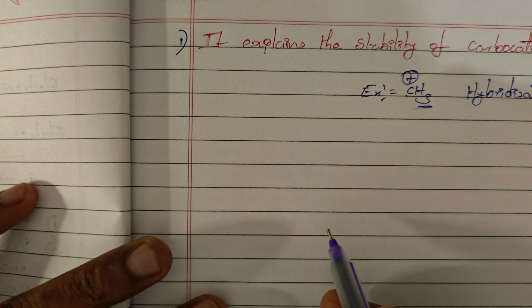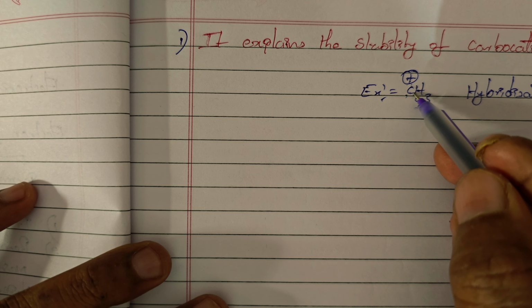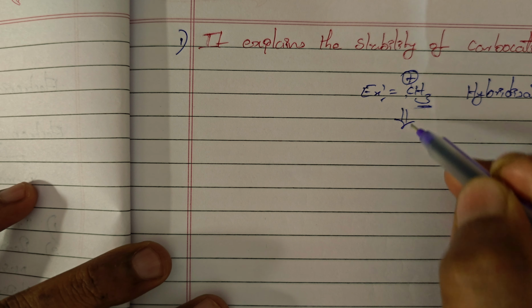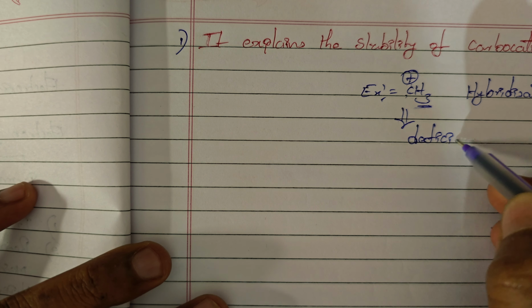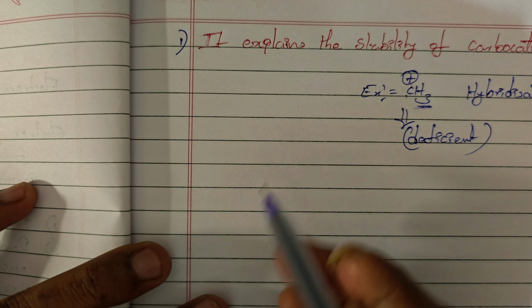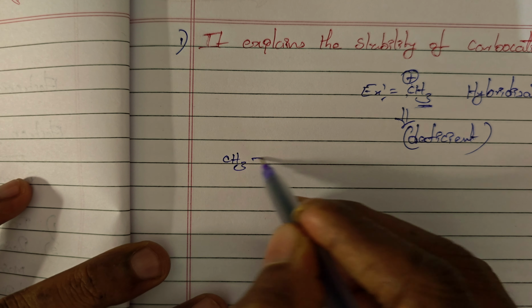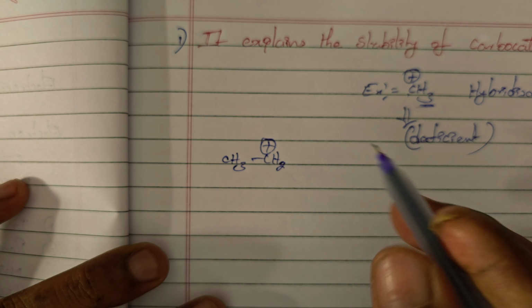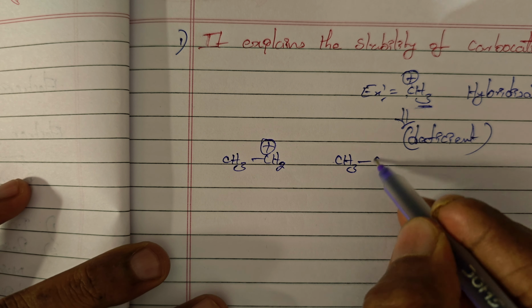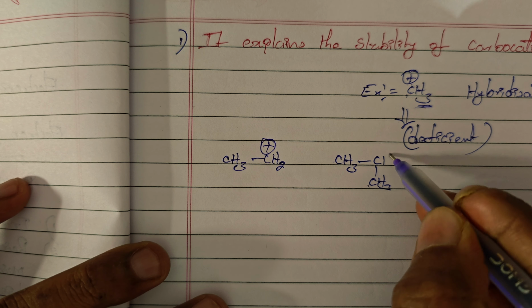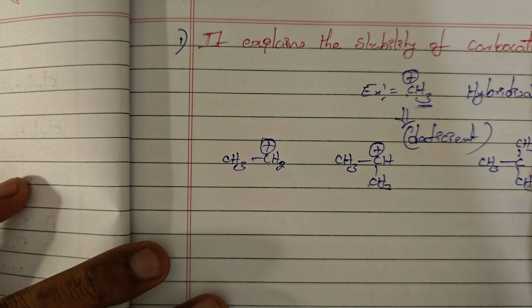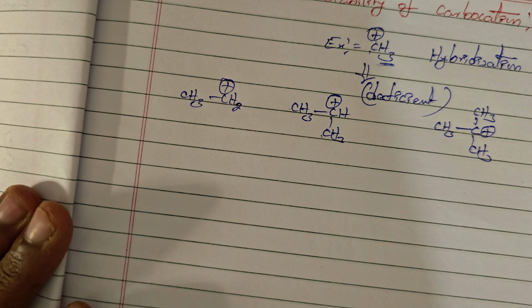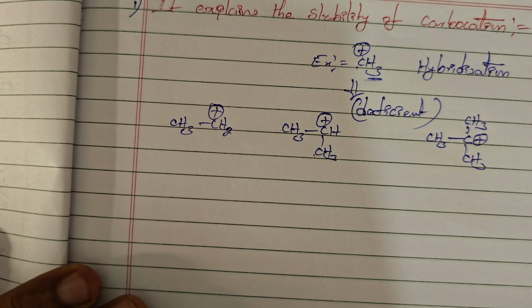This is a simple carbocation. Positive charge is there, and positive charge means electron deficient. So stability: how do we explain the stability of a carbocation? For example, this is ethyl carbocation, this is isopropyl carbocation, and this is tertiary butyl carbocation. In these three carbocations, which carbocation is the stable carbocation?